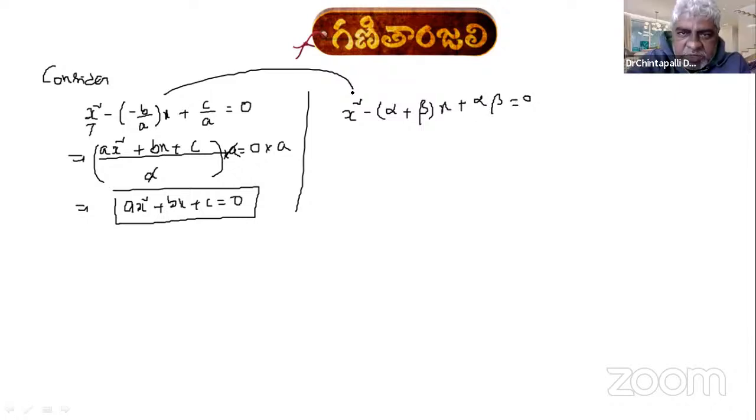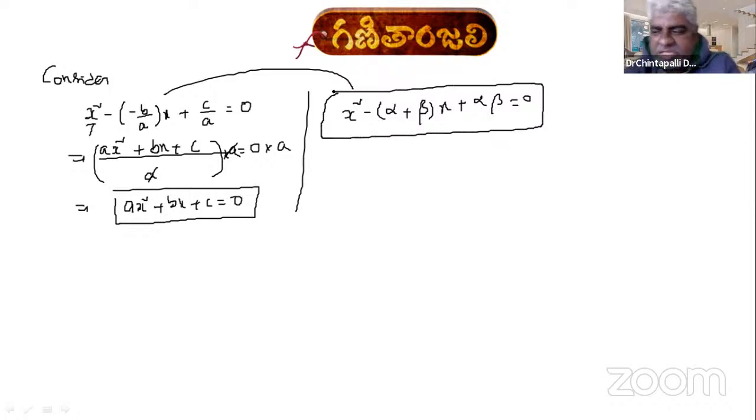So this formula is used to find the equation. Sometimes the equation is given and we are asked for the solution. Sometimes solutions are given and we are asked for the equation. Whenever we are asked to find the equation when roots are given, we use this formula: x square minus of alpha plus beta times x plus alpha beta is equal to 0.